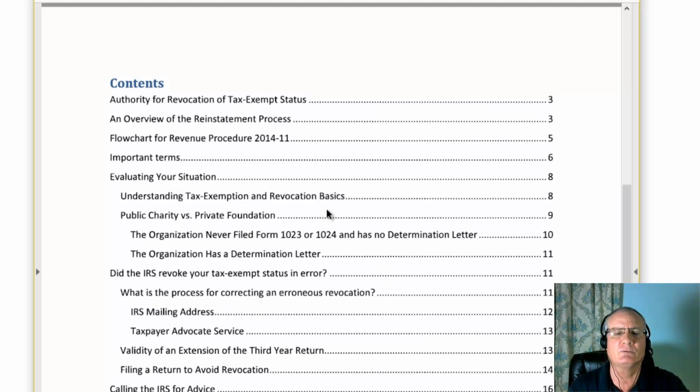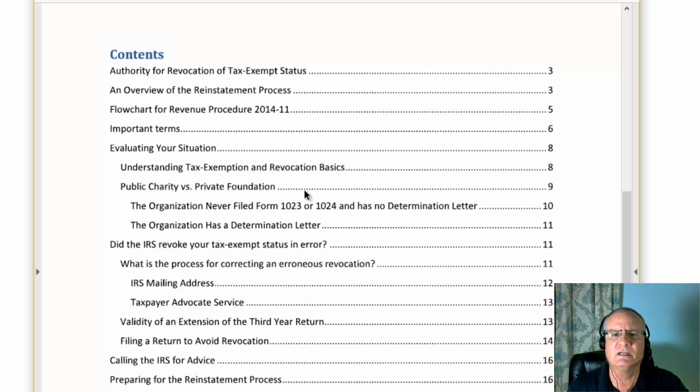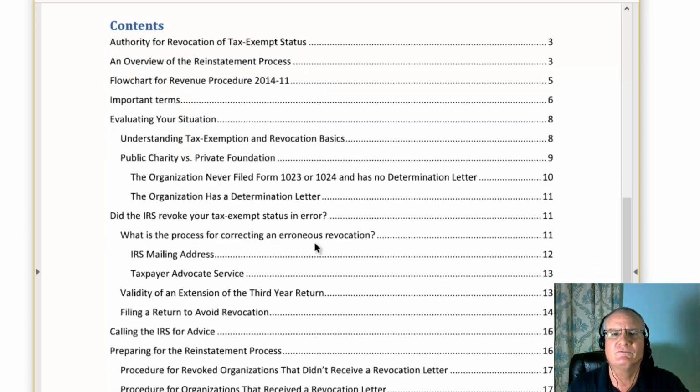Understanding tax exemption and revocation basics. A lot of people ask me, well, I never applied for tax exempt status. How can I possibly be revoked? Okay. I never got a notice from the IRS. How can I be revoked? Talk about public charities versus private foundations. What if the organization never filed for recognition?